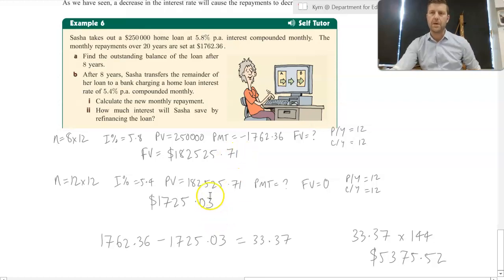saved by simply shopping around, getting a better rate, and changing the outstanding amount into that bank account at that lower rate. So that is another strategy to minimize interest, and you can see how much interest you will save by hopefully looking for a lower interest rate.